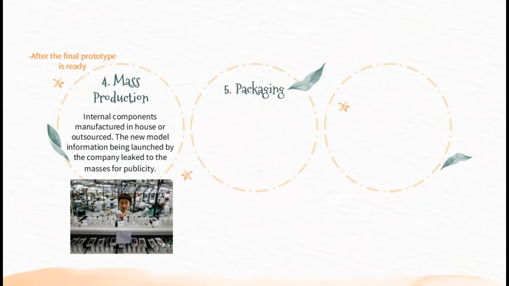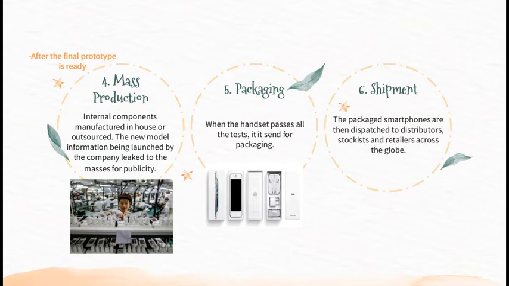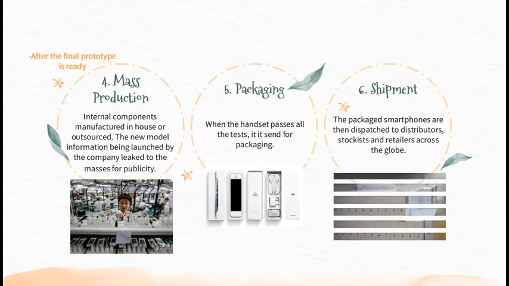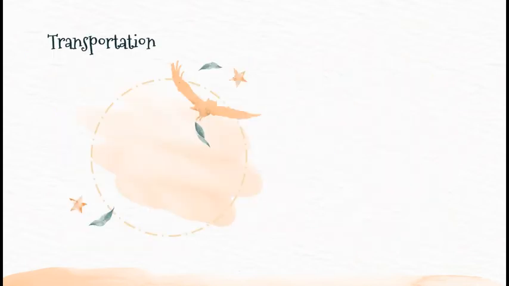The fifth step is packaging. When the handset passes all the tests, it is sent for packaging. The handset along with accessories and user manual are put into the box ready to be shipped. The final step of the entire process is shipment. The packaged smartphones are then dispatched to distributors, stockists and retailers across the globe, and from these retailers it is ended by customers buying it.